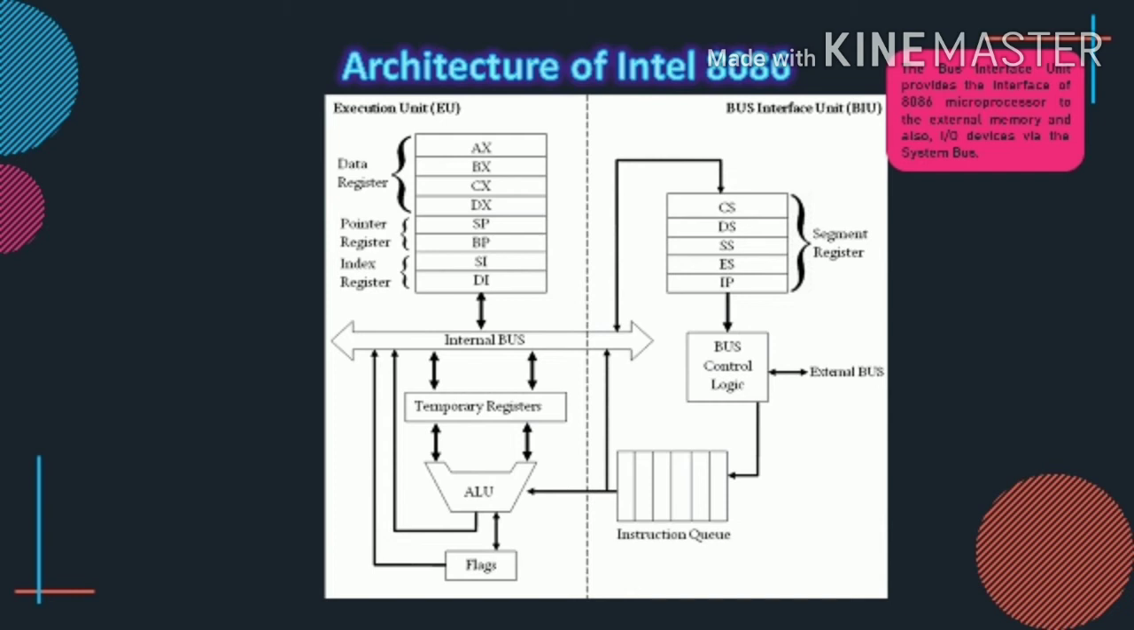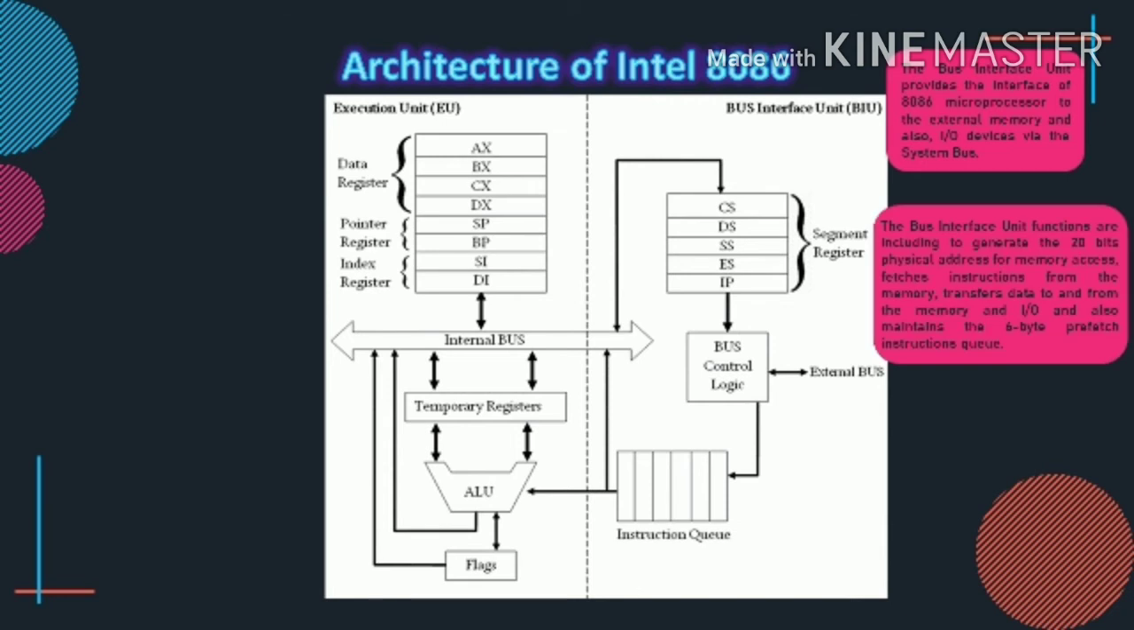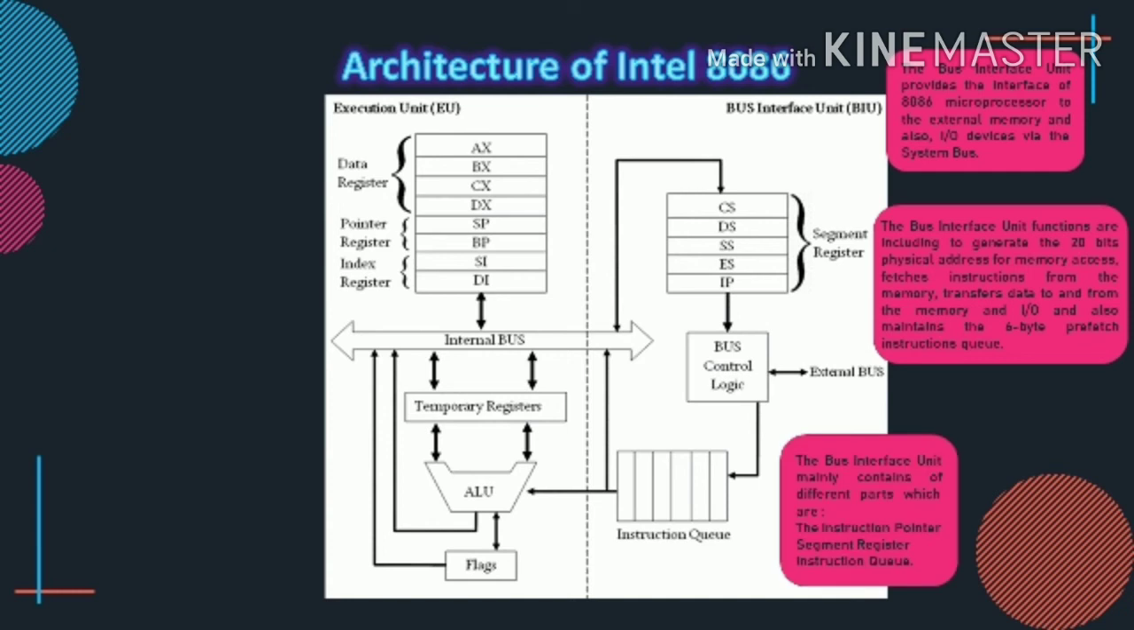The bus interface unit's functions include generating the 20-bit physical address for memory access, fetching instructions from the memory, transferring data to and from the memory and input and output, and also maintaining the 6-byte prefetch instruction queue. The bus interface unit mainly contains different parts, which are the instruction pointer, segment registers, and instruction queue.